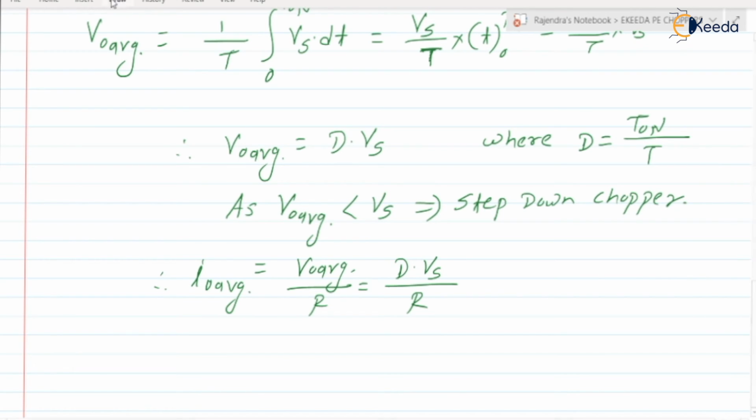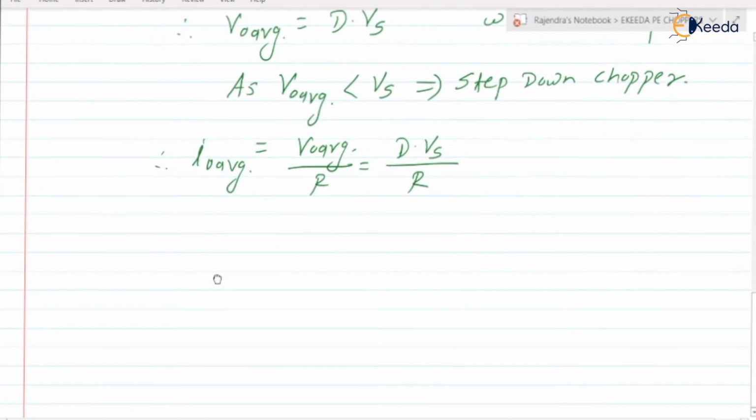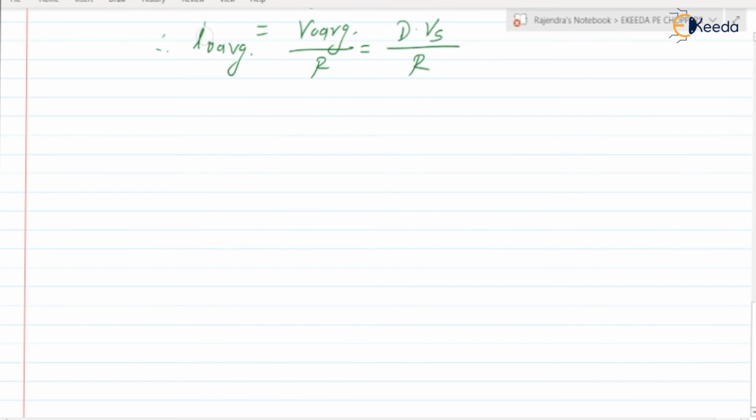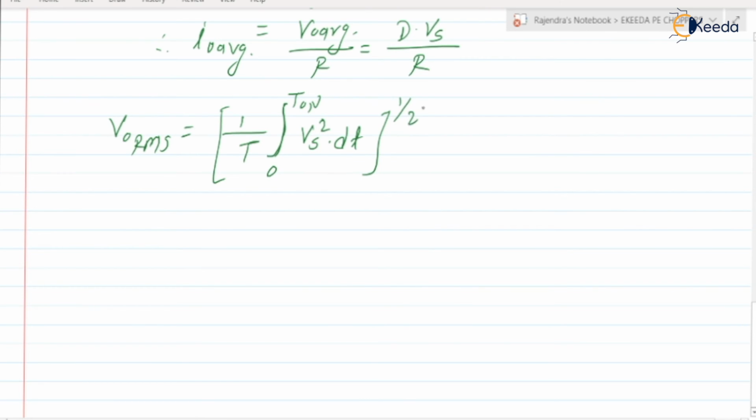Similarly, we can find the expression for V0 RMS as well. V0 RMS is equal to 1 by T integration from 0 to T on of Vs square into dt, to the power 1 by 2. Okay, square root of mean of squared value. So we can write it as Vs upon root T into T, from 0 to T on, to the power 1 by 2.